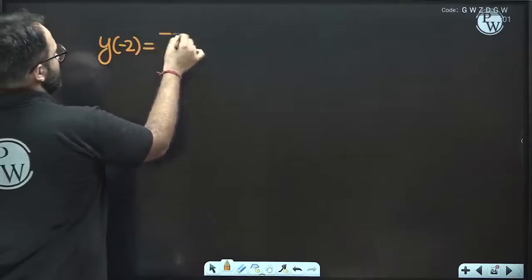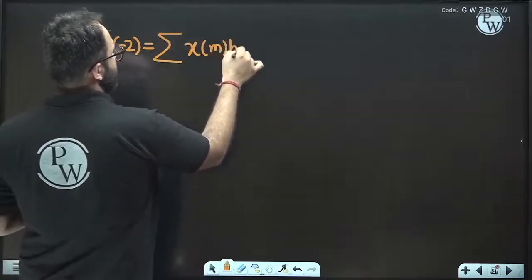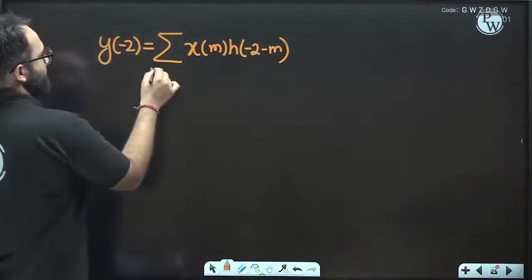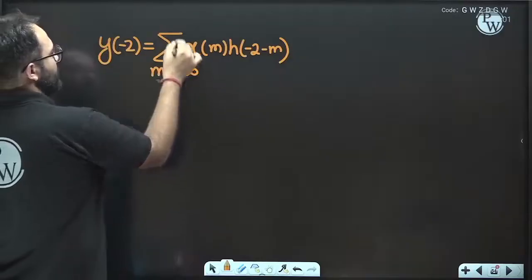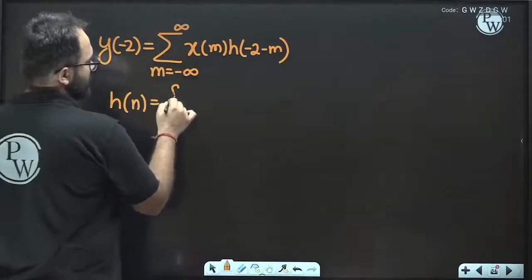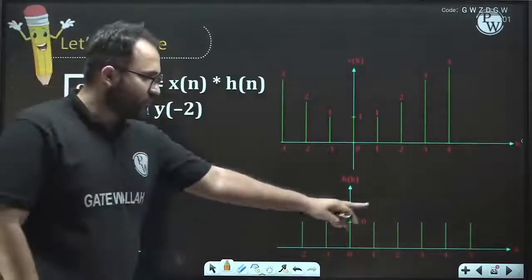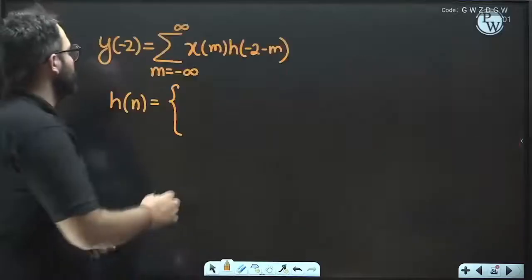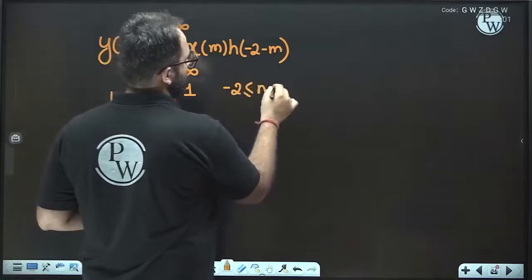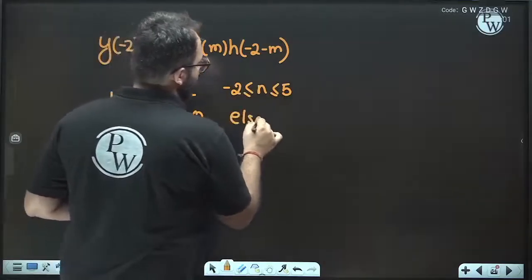y of minus 2 is equal to the summation of x of m times h of minus 2 minus m, m equal to minus infinity to infinity. First of all, we know that h of n is a signal which is 1 from minus 2 to 5, and 0 elsewhere.